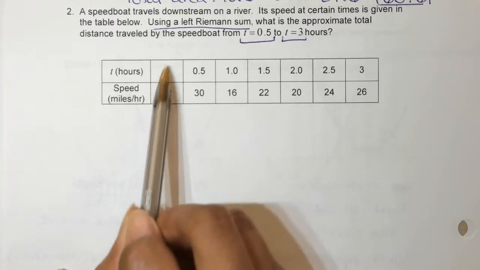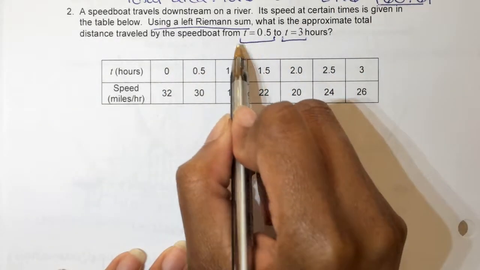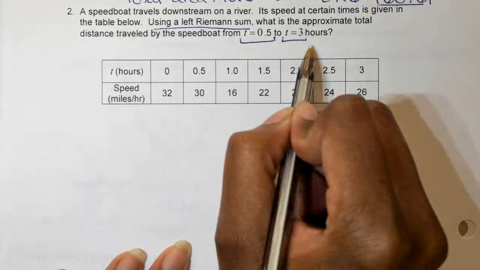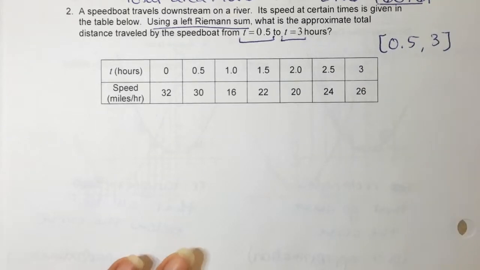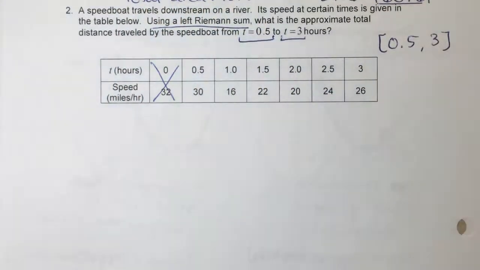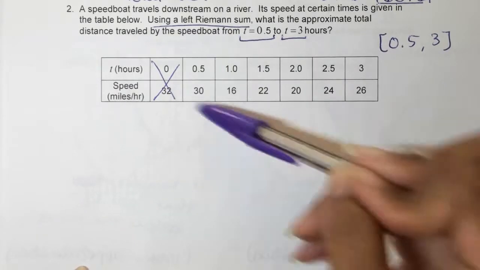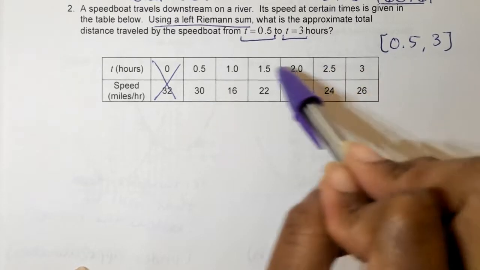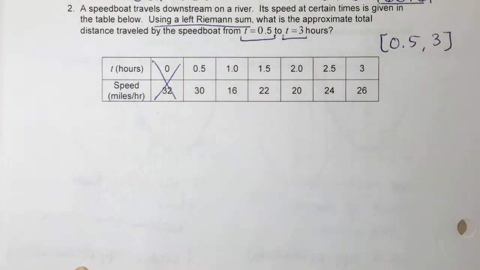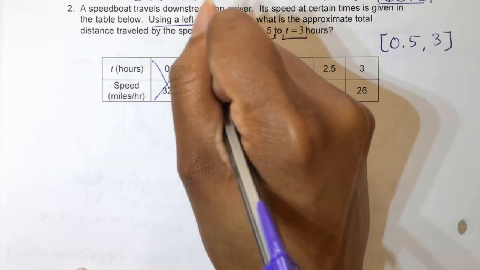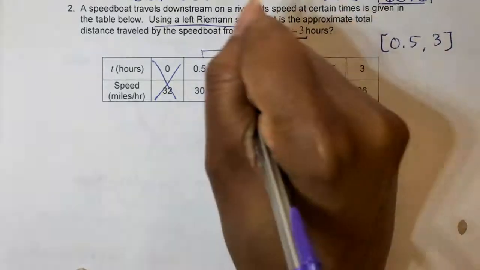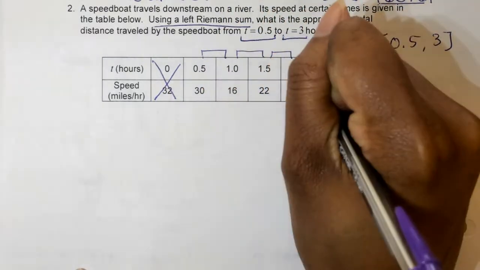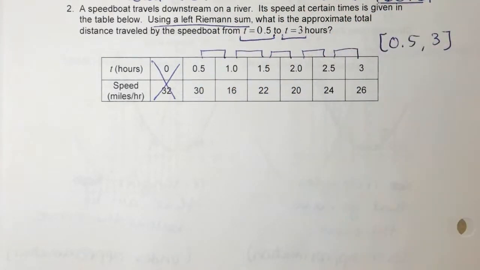So our table starts at t equals 0, but we want the distance from t equals 0.5 to t equals 3. So t equals 0 is not going to help us find that. Looking at what we have left, we have 1, 2, 3, 4, 5, 6 values. Each of them are 0.5 units away from each other. So we have 1, 2, 3, 4, 5 subintervals.